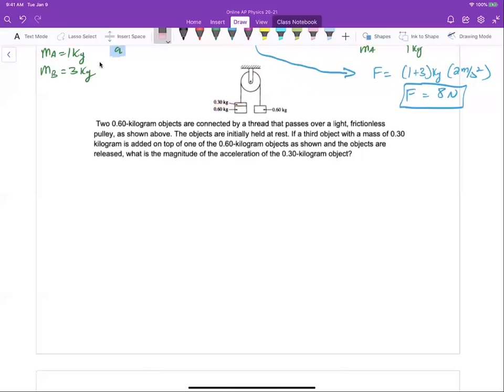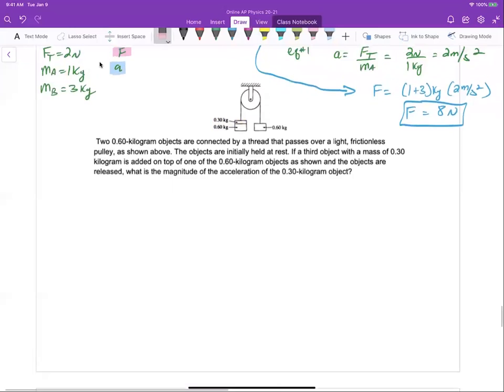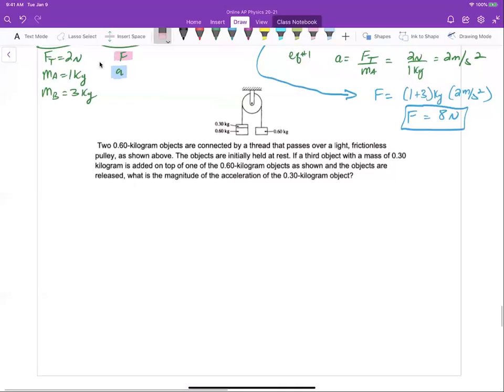Then we put another object with a mass of 0.3 kilogram added to one of them as shown, and the objects are released. That means that their masses are unequal now. We're going to have an acceleration that occurs. They want to know the acceleration of the 0.3 kilogram object. Okay, hopefully you see that acceleration is going to be this way and acceleration is going to be this way.